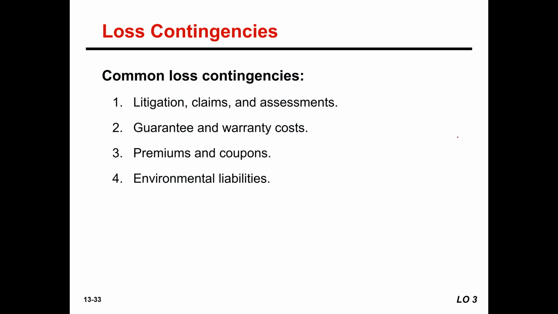Premiums and coupons. This could be like, and the example your book gives us, if we offer some type of product if a customer turns in so many box tops, right? Then there's a liability associated with that.